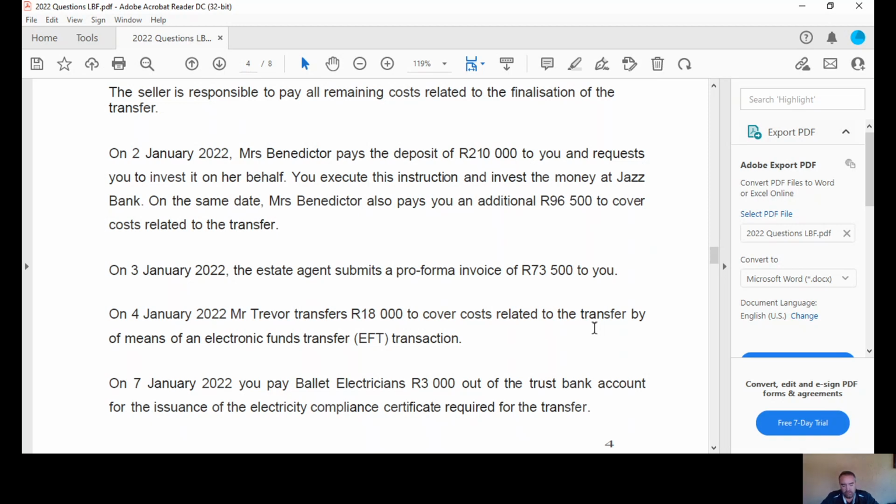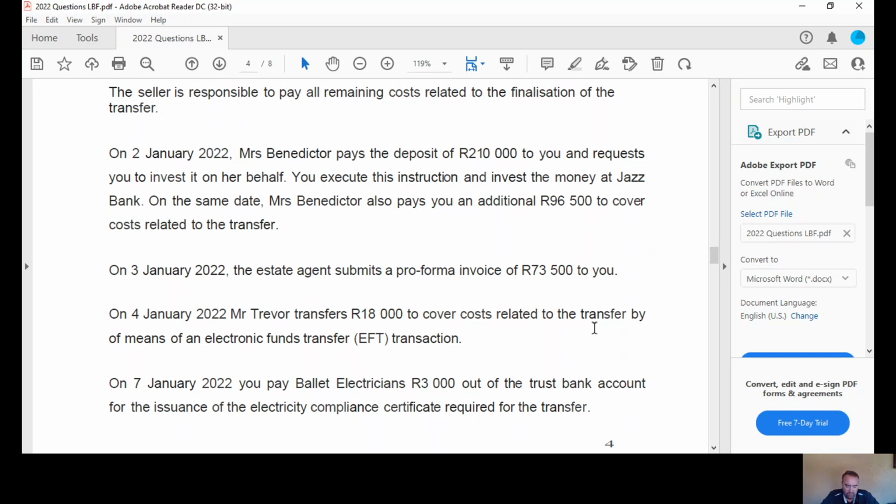Okay, then on the 3rd of January, the estate agent submits a pro forma invoice of 73,500 to you. Okay, so they submit the pro forma. It doesn't say that you pay that because we can't pay it at that date. We can only pay it once registration has taken place. So that's information that we'll use at a later stage.